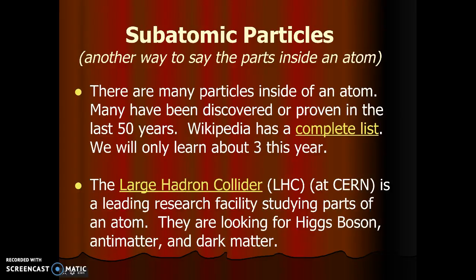When we're looking at atoms, we're really looking at the subatomic particles. Subatomic is a way to say the parts that are inside of an atom. Sub, under or in, and atomic is about an atom. There are many different kinds of particles inside of an atom. Many have been discovered or proven in the last 50 years. And if you take a look at the link that I have, Wikipedia has a complete list of subatomic particles. We're really only going to look at 3.